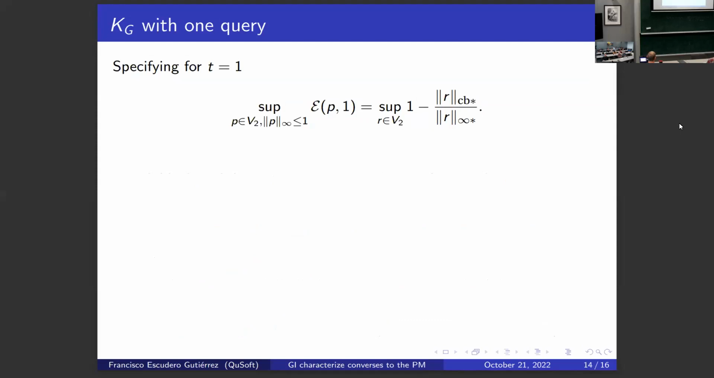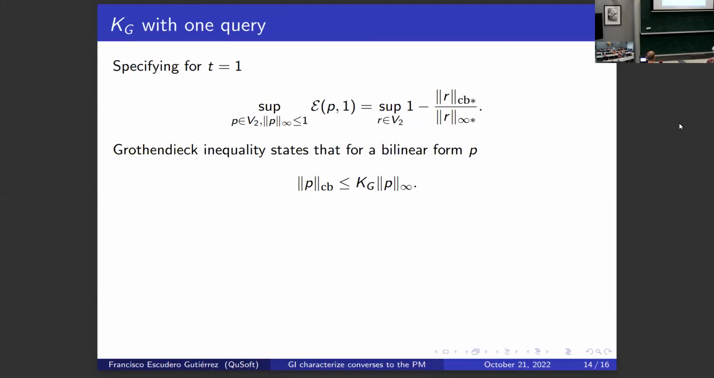The first case is T equal to 1, one query, and if we take the supremum, what we get is this. But remember that we are talking about the case T equal to 1, so this is V2, so these are bounded bilinear forms. Sorry, so only bilinear forms. And in this case, we have the Grothendieck inequality, which we stated in terms of the completely bounded norm and the infinity norm of matrices. But believe me, when you are talking about bounded bilinear forms, the Grothendieck inequality, which can look a bit different, is not different.